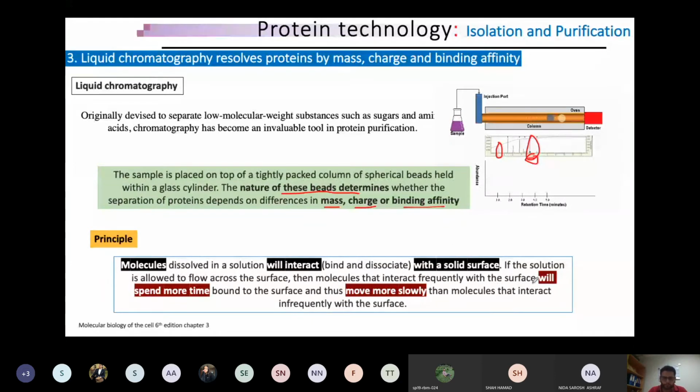So if your proteins are interacting, they will spend more time on the column, so the retention time will be more. If they are less interacting with the column, their retention time will be less. So this is the basic principle, and on this basic principle you can separate proteins. अभी हम मास की तरफ जाते हैं अब अगली वाली स्लाइड के अंदर.